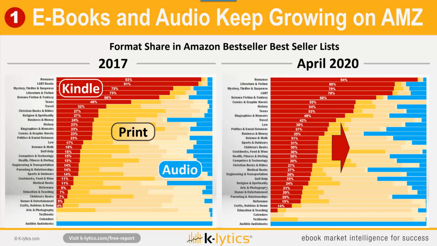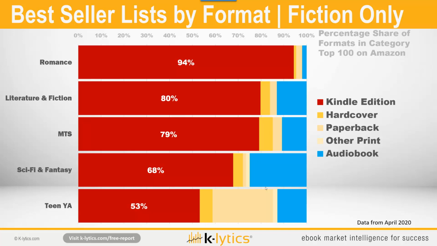So one phenomenon we've seen is in the number of books by format across the 30 main categories. Back in 2017, the red area is Kindle books, orange is print, blue is audio, and you compare it with April 2020, you see how print has really continued to get squeezed between Kindle and the audio format. Now this graph shows all the categories. If I restrict the view just to the main fiction genres, romance, literature and fiction, mystery, thriller, suspense, sci-fi and fantasy, and teen and young adult, well, I think this graph drives the story home. More than 80% of the fiction top 100 bestseller lists are basically dominated, represented, by the Kindle edition.